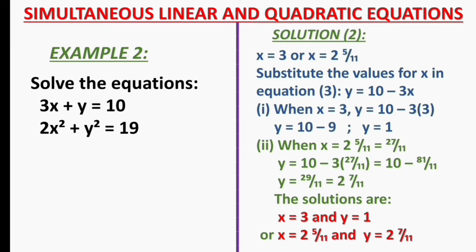So the summary of our solutions here are x equal to 3 and y is equal to 1, or x equal to 2 whole number 5 over 11 and y is equal to 2 whole number 7 over 11. I hope the solution to example 2 is clear to you.